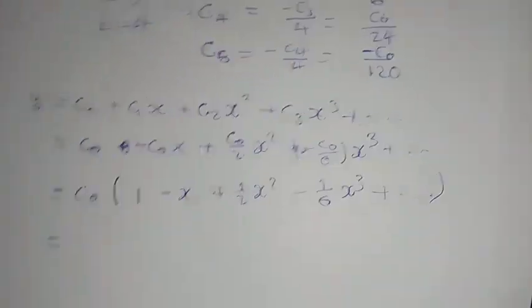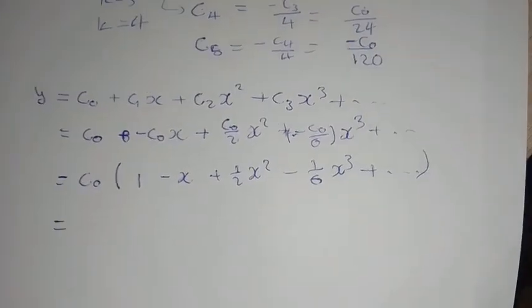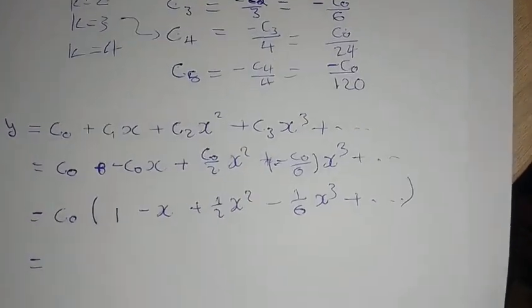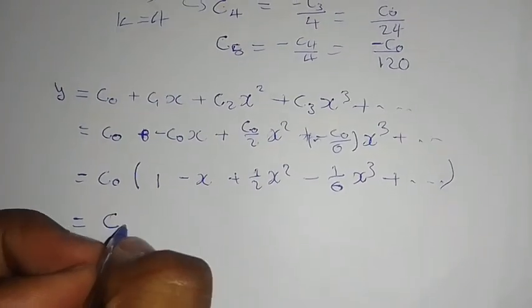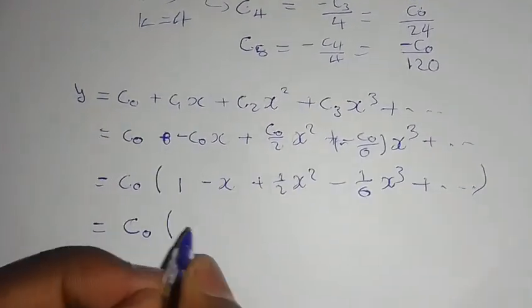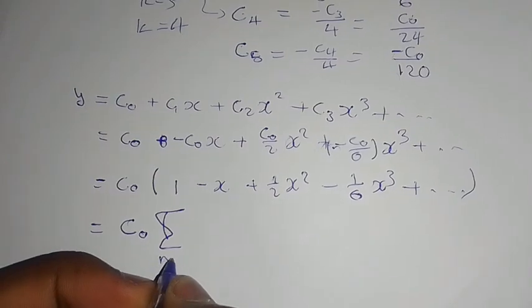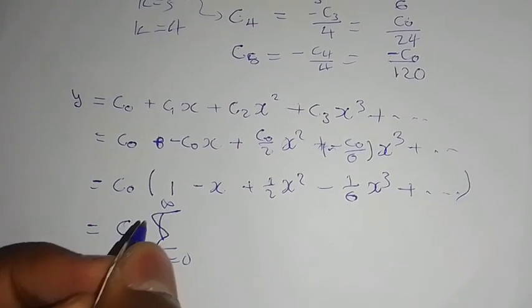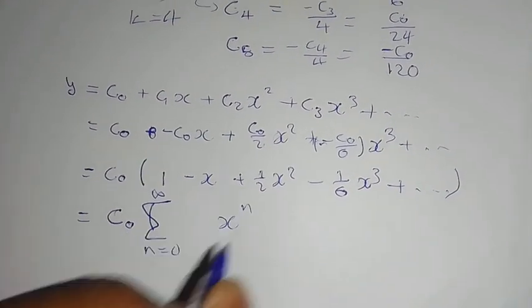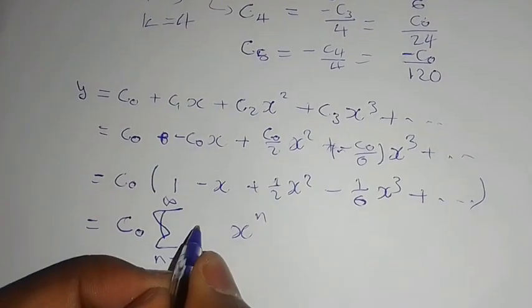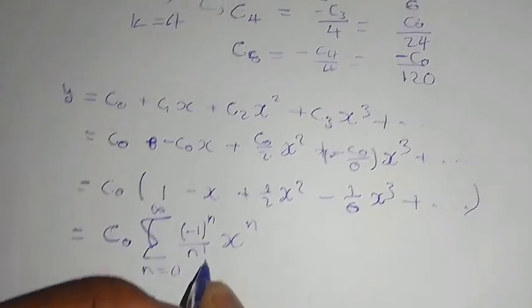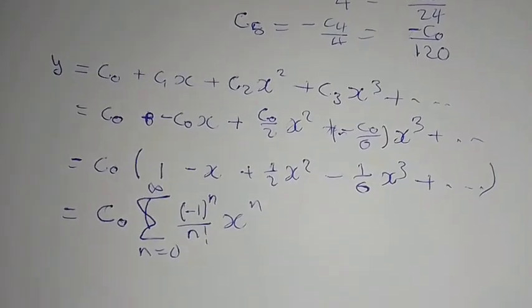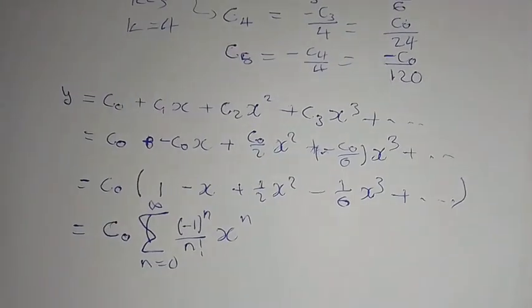If you cannot find what series this is, you can leave it here and avoid losing marks for incorrect answers. You can leave it here. But okay, let's continue. So you have c0. What's this expansion here? It's the summation starting at 0 to infinity of x to the n of minus 1 to the n over n factorial. I hope you can see that.